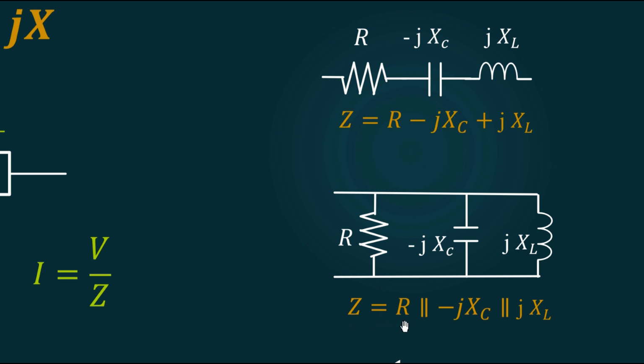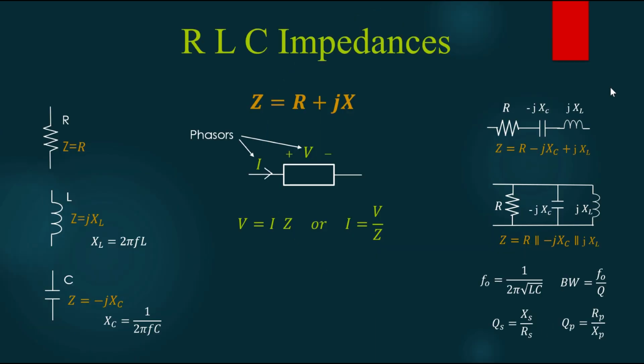Z is equal to the resistance R in parallel with the capacitor's impedance, minus jX_C, in parallel with the inductor's impedance, jX_L. And in the Radio Design 101 series, we used these types of circuits a lot, but we concentrated on the reactances and the resistances, and we gave formulas like the one shown down here at the bottom.